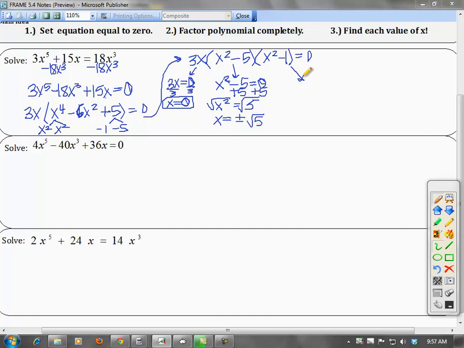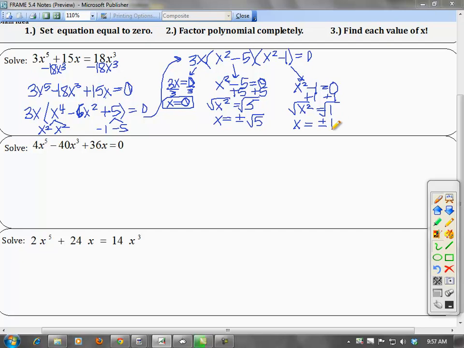My last one, I'm going to do the same thing. X squared minus 1 equals 0. I'm going to add 1 to both sides. X squared equals 1. Square root both sides, and when I square root, I get a plus or a minus, and the square root of 1 is just 1.